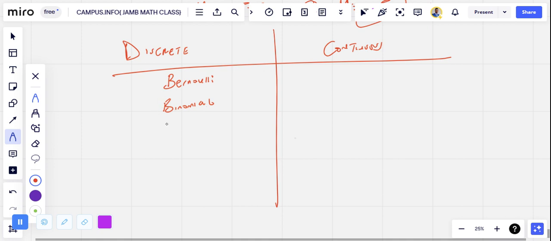Bernoulli, binomial, Poisson is also discrete. Geometric is also discrete as well. So I think these are the things I've seen so far. But for continuous, we have the normal. Normal is continuous. Okay? And hypergeometric as well. Hypergeometric is also continuous.